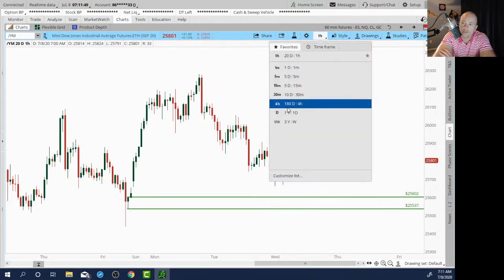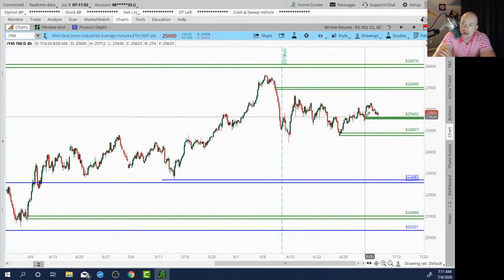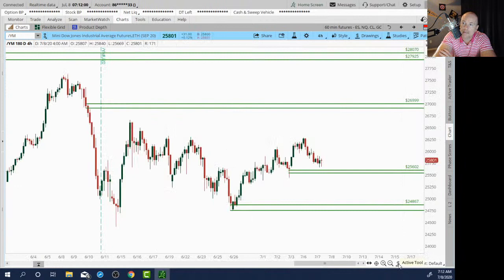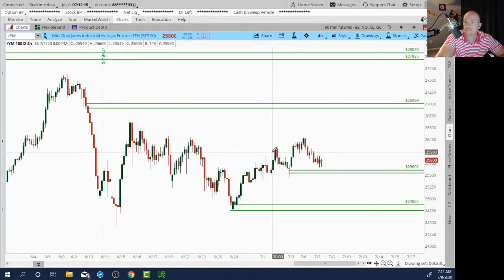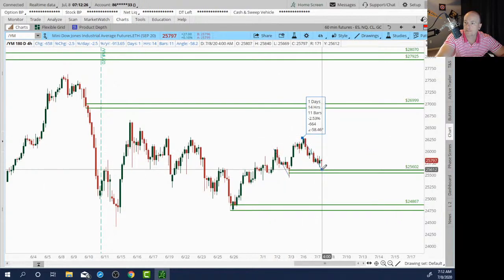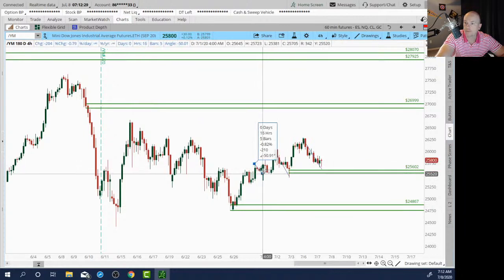For those of you that are interested, on a 4-hour chart, our Dow has not put in a new swing low as of yet. We are technically still in an uptrend, but this is a bigger pullback. One of the things that I look for when I look at where we are in the trend is I look at how much we have moved down on each one of these. When I look at this here, we pulled back that far. When I look at this here, we pulled back this far. When I look here, we pulled back this far.